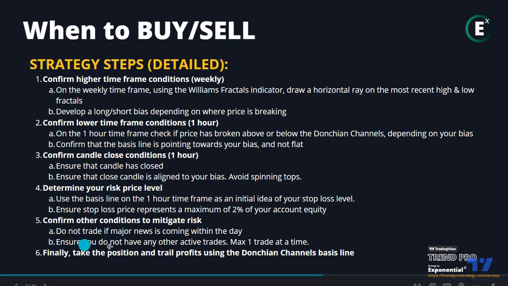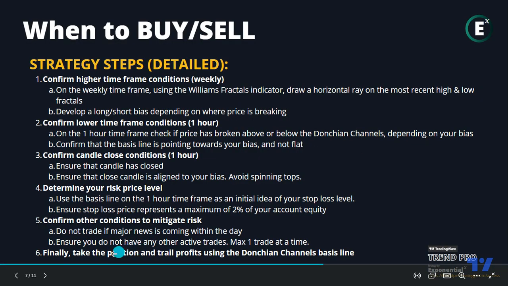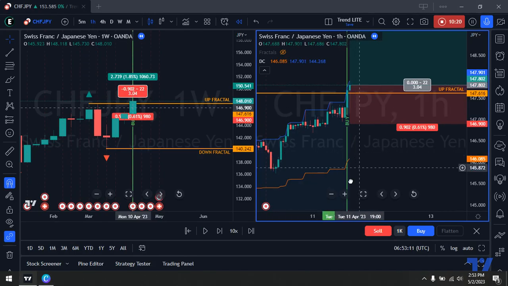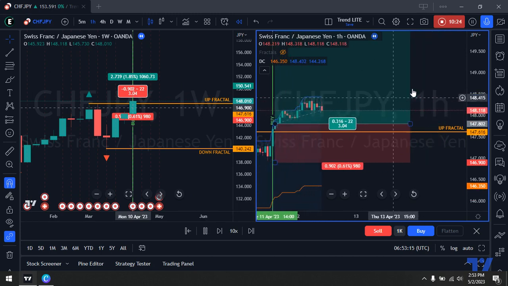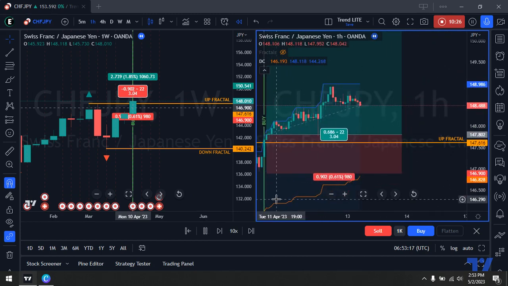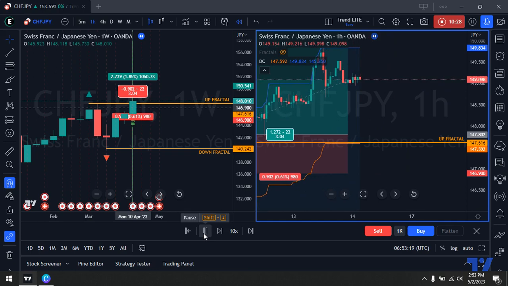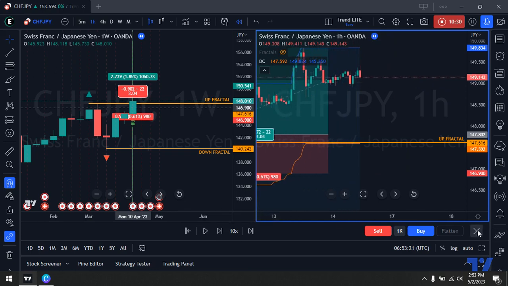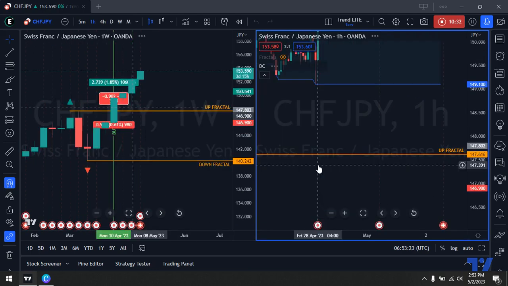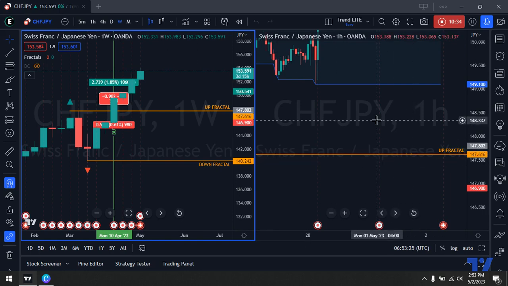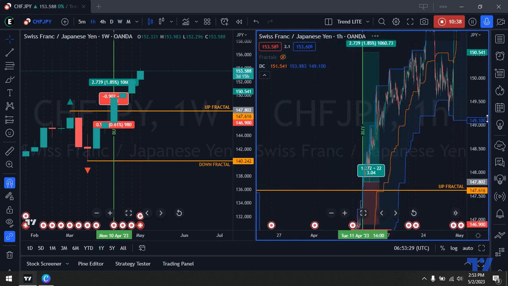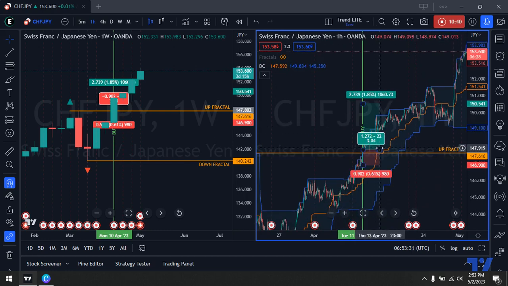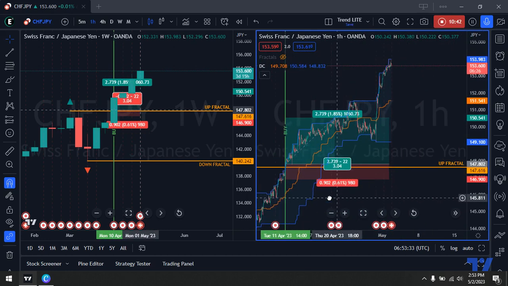All right. So finally, we take the position. Okay. So from here, we take the buy. Then we can just watch this trade run and see if it hits our 3R objective. So let me just skip our replay. Okay. And as you can see here, if we zoom out, it actually hit and even exceeded our 3R target.